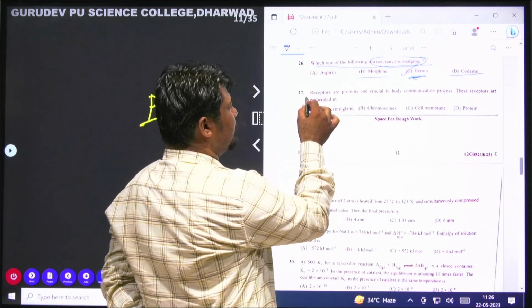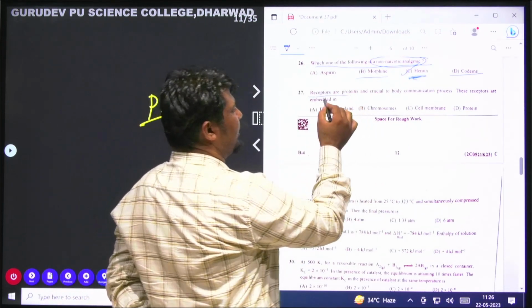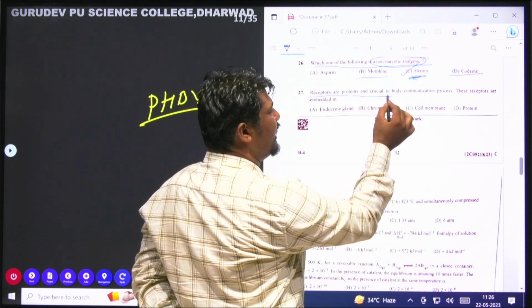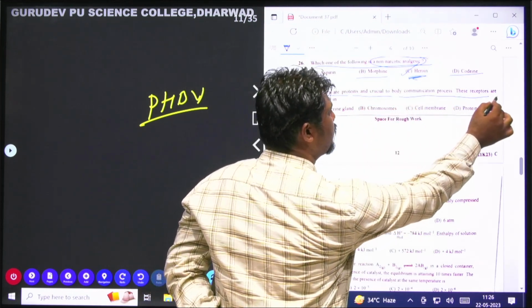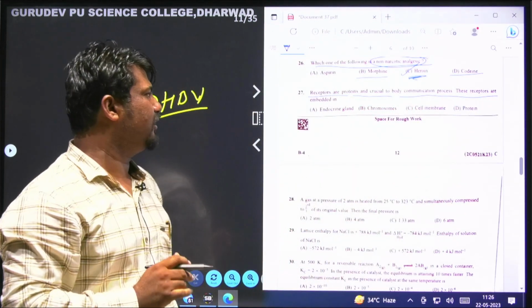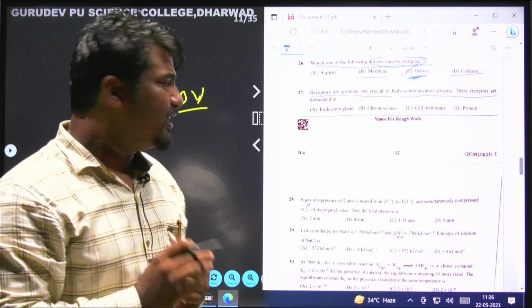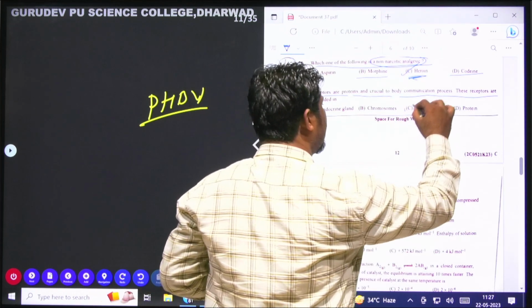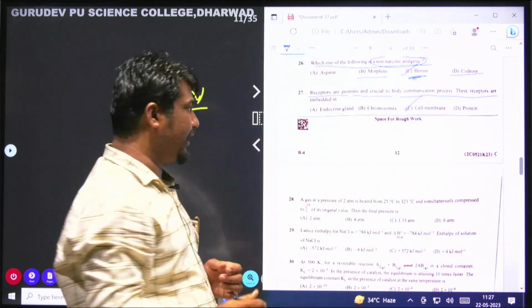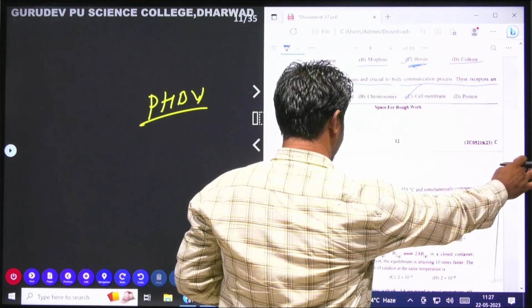Next, the receptors are proteins crucial in body communication processes. The receptors are embedded in... Usually the protein receptors are present in the cell membranes. So that's the reason why the right option is cell membrane. Option C is the right option.